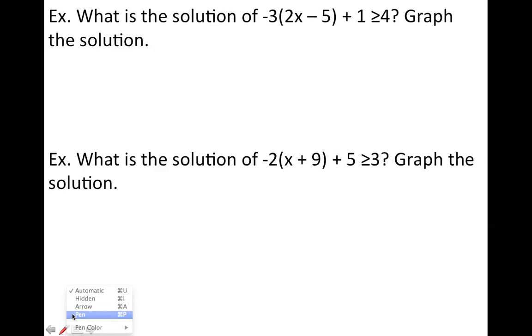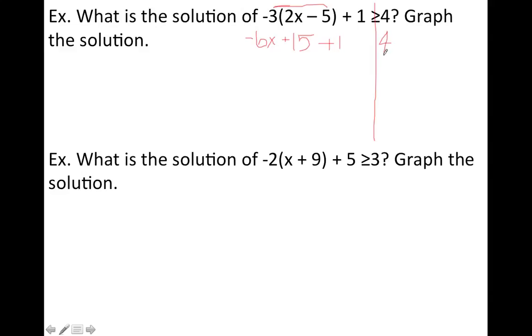This is just like solving an equation. We just have the inequality symbol. So if you want, draw a line down that inequality. And we need to get x by itself. Notice how we have a number out front here. So we have to distribute to every term in our parentheses. So -3 times 2x is -6x. -3 times -5 is 15. And we have to add 1 because we're still on the left-hand side. And we still have 4 over here.